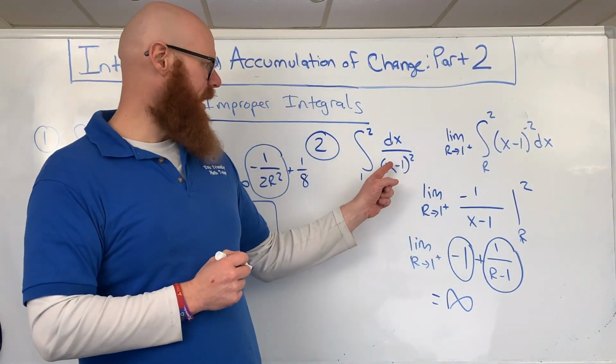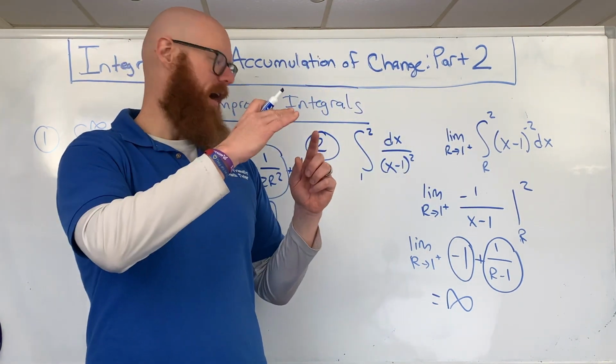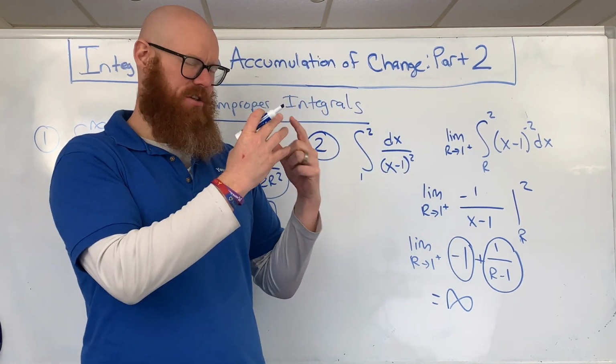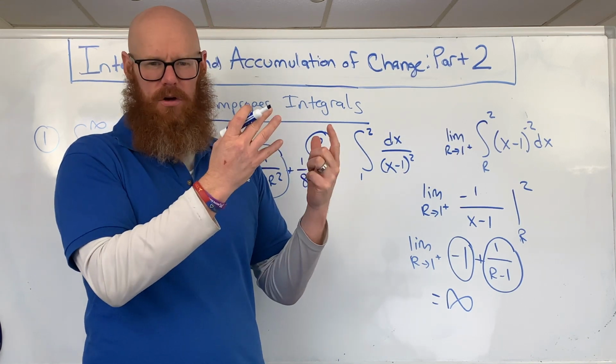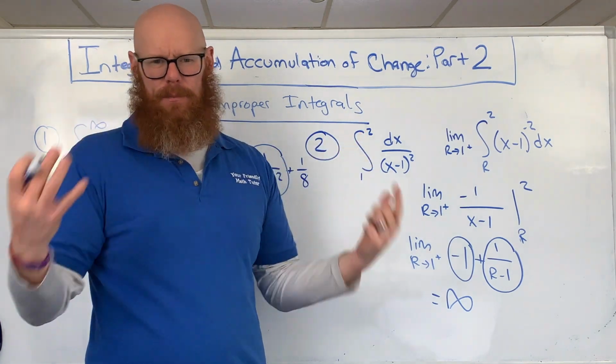This is an example of a vertical asymptote. And what happens is it is possible for that area to diverge or converge. In this case, it's diverging. That area is just getting bigger and bigger and bigger.